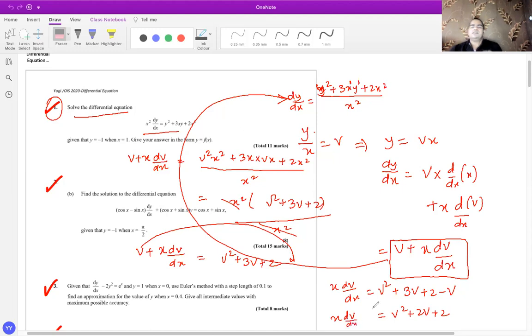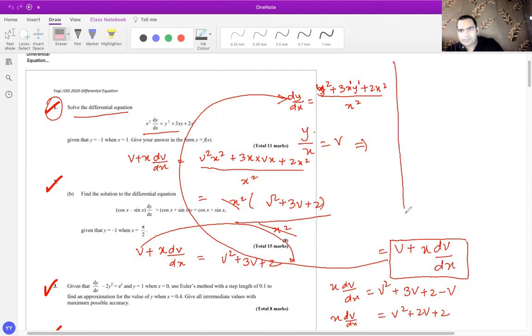Now after this, we have to follow the separation of variables technique. So let us do that part. When you're doing the separation of variables technique, we are going to write it down systematically. So x dv by dx equals v squared plus 2v plus 2.